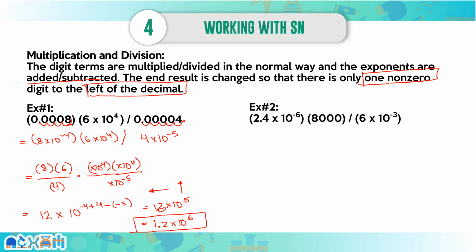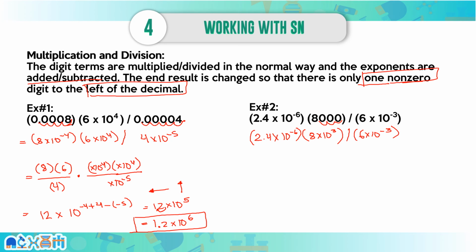For example number 2, you have 2.4 times 10 to the negative 6 multiplied by 8,000 divided by 6 times 10 to the negative 3. Same process, convert first. Since this one is already in exponent form, we won't touch it. Meanwhile, this one, 1 SF, so you have to move 1, 2, 3. And that will give us a value of 8 times 10 to the 3. It's a positive exponent because you have shifted from the right. Divided by 6 times 10 to the negative 3, already in scientific notation, so we won't touch it.